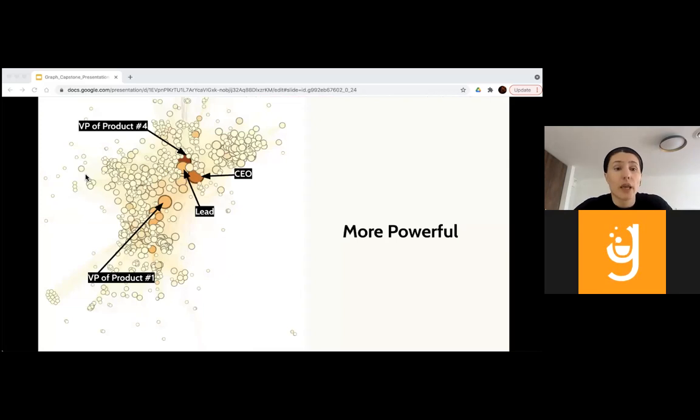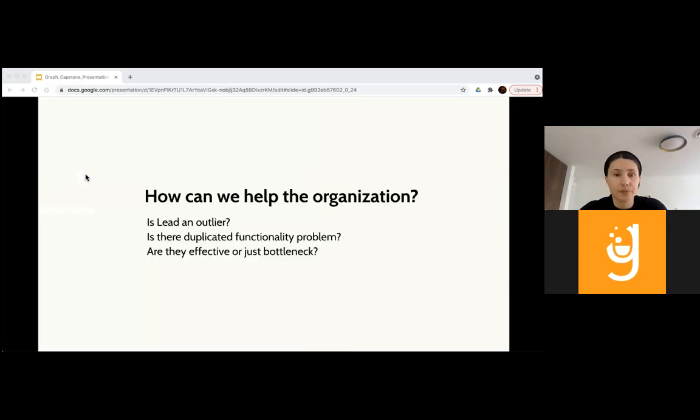Let's continue with our gatekeepers. Here we can see the top 4 people with the high traffic. We have got 2 new players, a lead and VP of product number 4. The 3 individuals are around the same level, but the 4th one, the lead, needs a deeper look. Why is the lead there? Is he or she an outlier? Does he or she need a promotion?